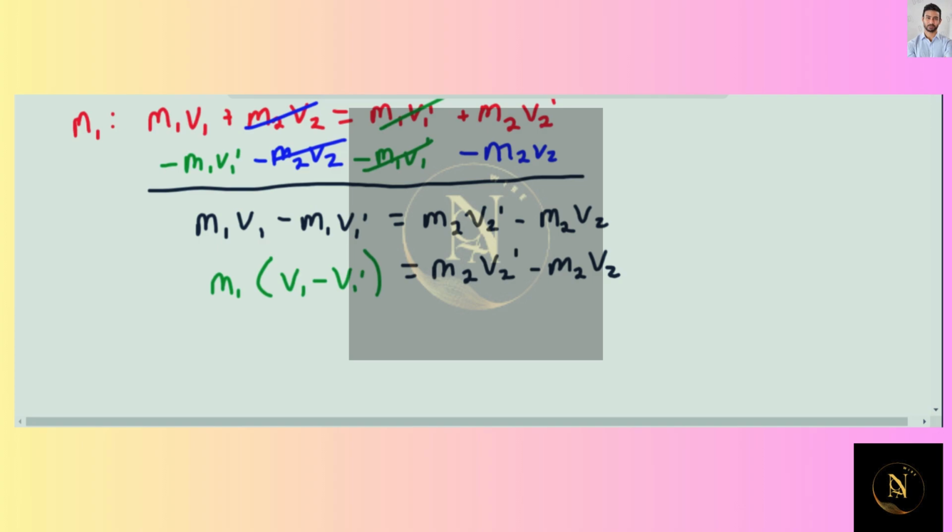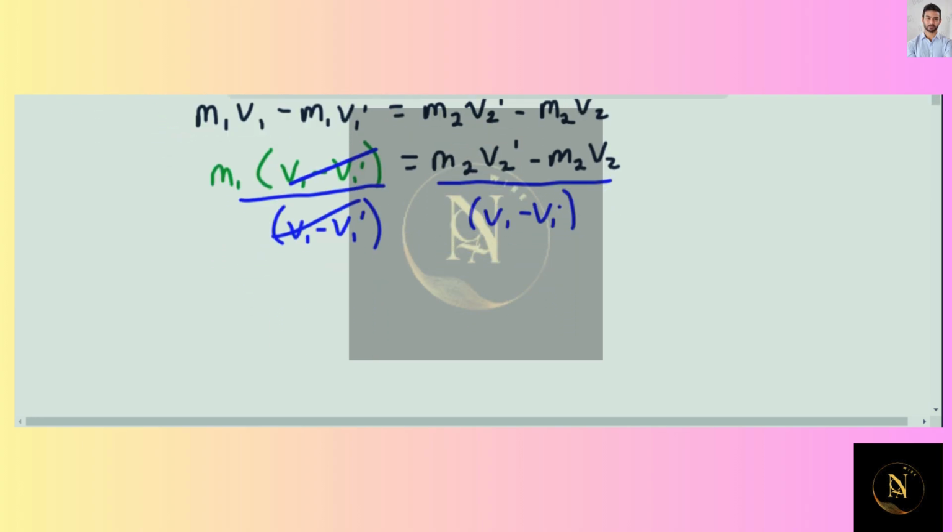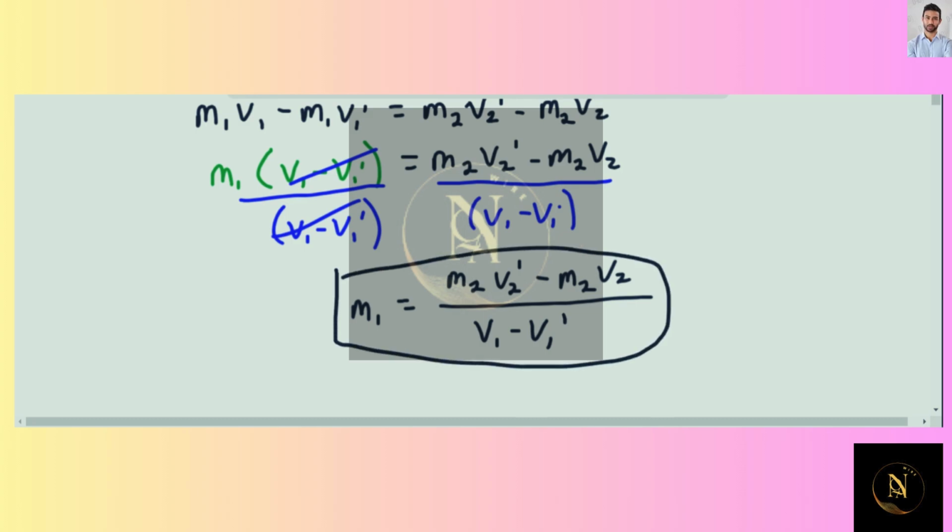So now we can isolate m1 by dividing both sides of our equation by v1 minus v1 prime. And again, we're dividing because it's getting multiplied by that term. So these terms cancel on the left. And so now we've isolated m sub 1. So m sub 1 is equal to m sub 2 v sub 2 prime minus m sub 2 v sub 2, all divided by v sub 1 minus v sub 1 prime. And now you've isolated your m sub 1 term. Okay, well that's the first one.